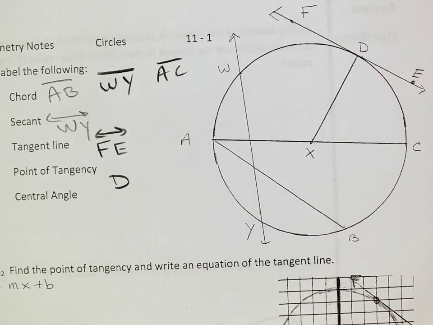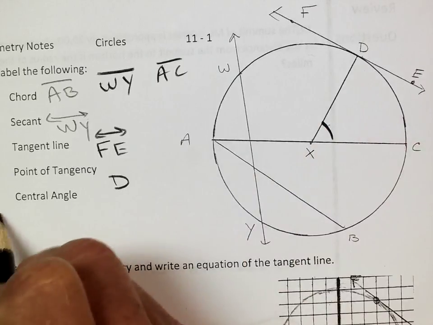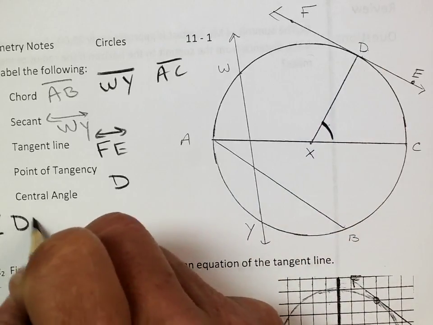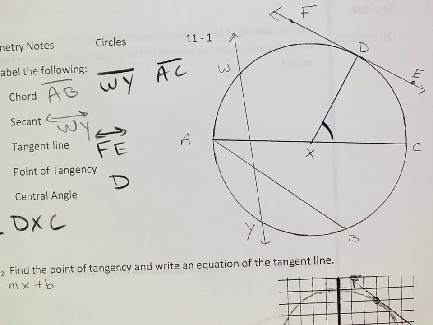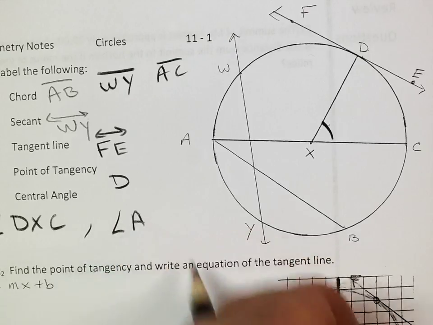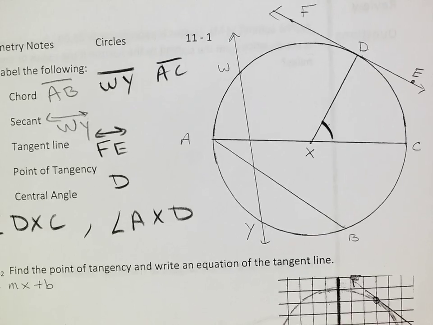Now, a central angle has to be an angle at the center. Well, that's really that one right there, okay? So we're going to say angle DXC. Why can't it be AXD? I was hoping somebody would say that. It could also be angle AXD. Thanks, Claire. If you didn't say it, I was going to point it out, okay?